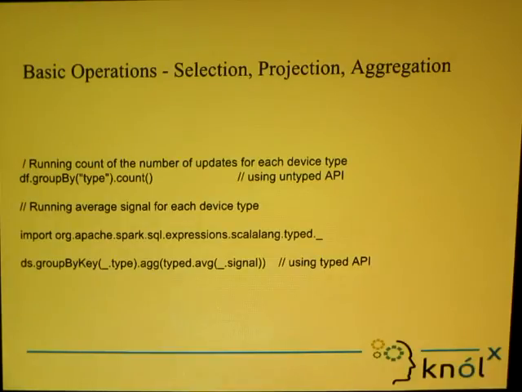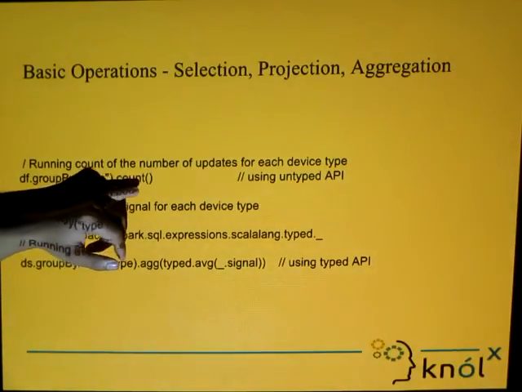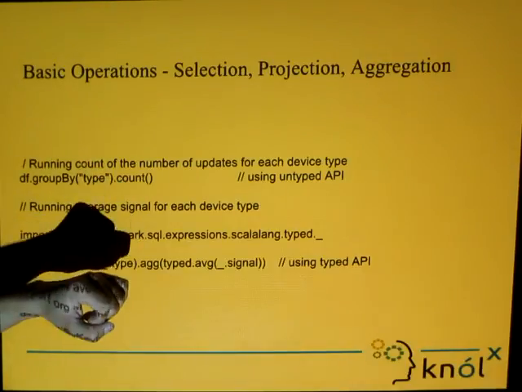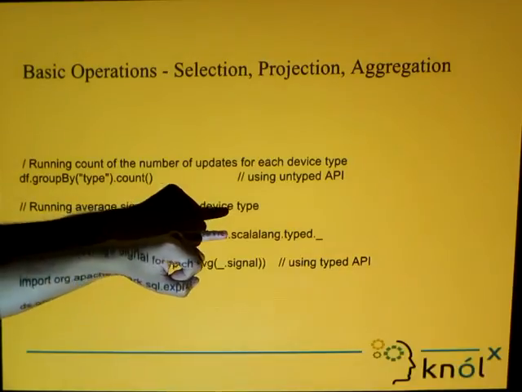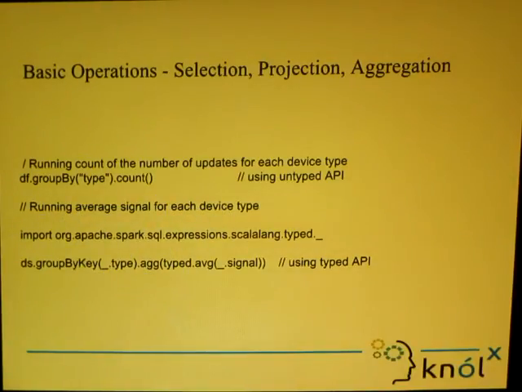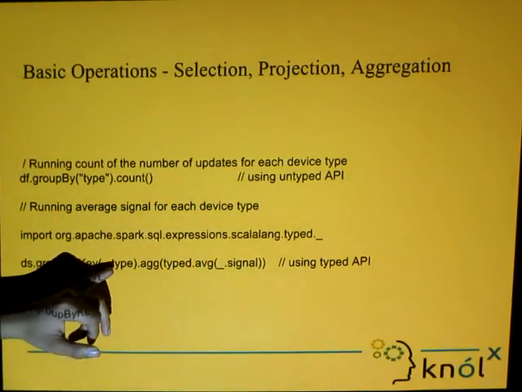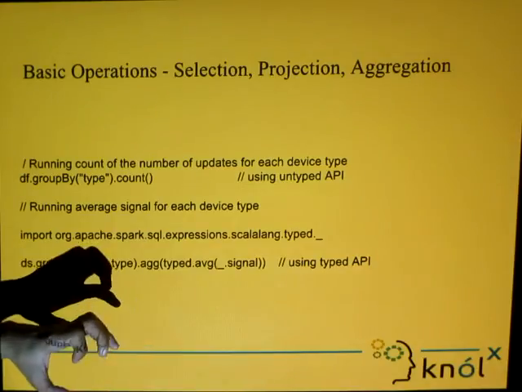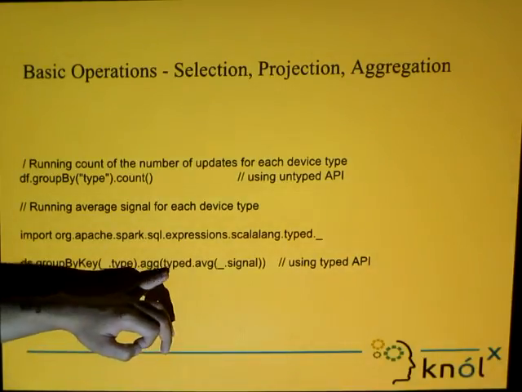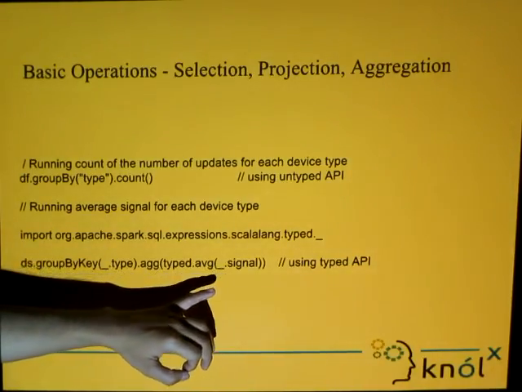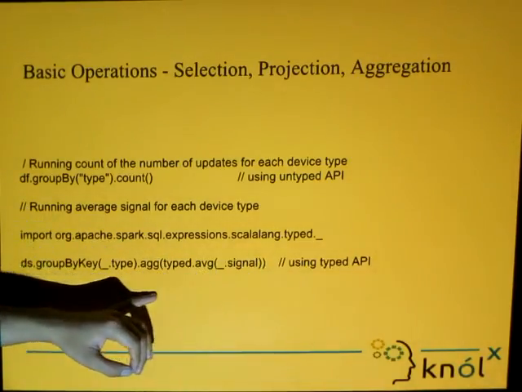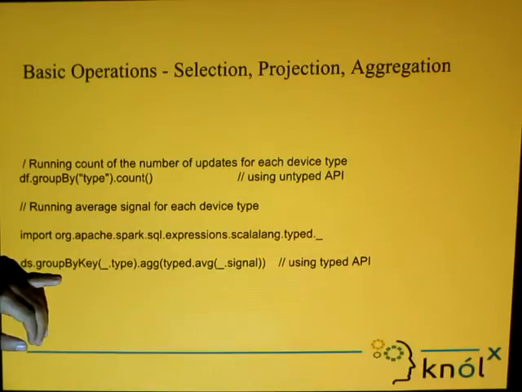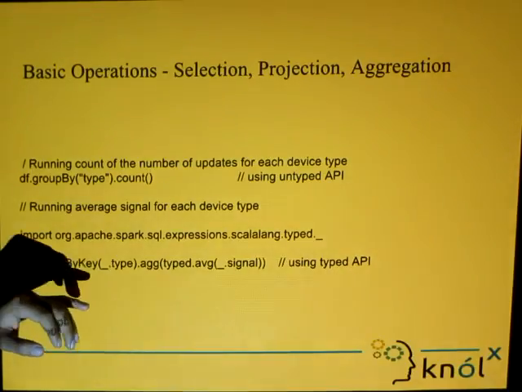And we can make a group or aggregation on the basis of type, and we can call count on this. We can also have a running average signal for each device type, like for group by any field that is suitable for a group by operation, and a typed average, and we have signal here. Again, this is only available on the typed data set.